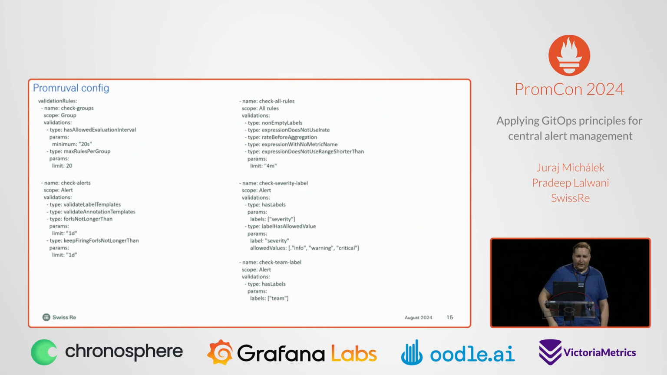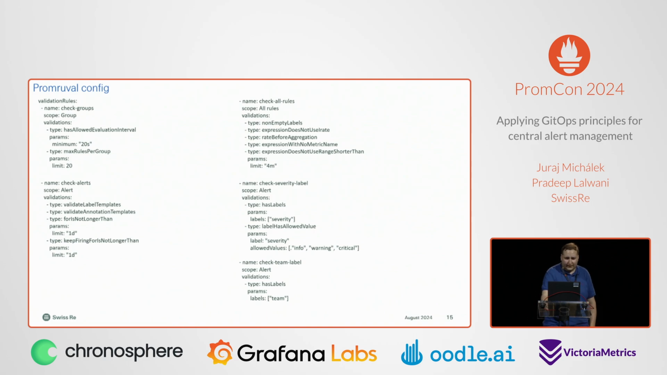And then PromBruval. So this is sort of what the syntax of the configuration file from PromBruval looks like. At the top, we define validation rules, and each rule has a name and either a scope of a group or an alert, or all rules. Each of the rules then enforces one of the conditions we talked about before, such as, for example, the first one is the maximum number of rules per group.